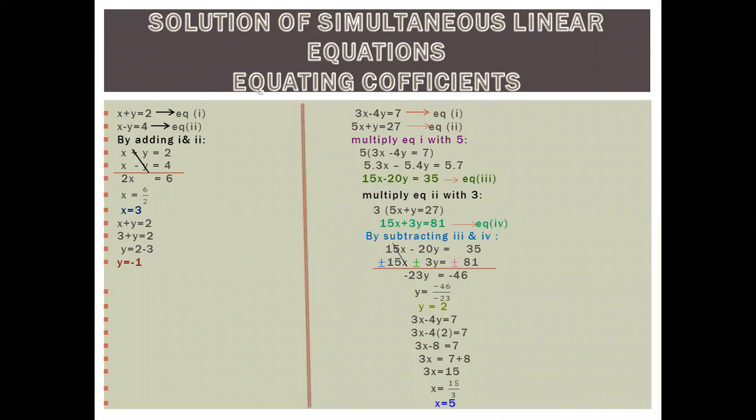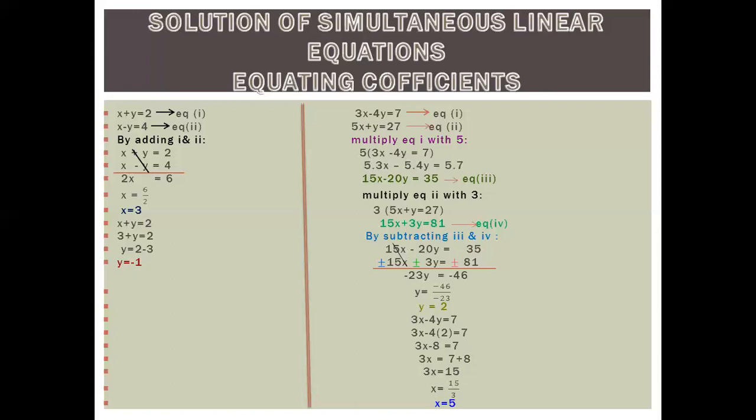You see that when we multiply equation 1 with 5, each term will be multiplied with 5. 5 into 3x minus 5 into 4y is equal to 5 into 7. Each term is multiplied with 5: 15x minus 20y is equal to 35. After multiplying equation 1 with 5, we got equation 3. We give it a new name because we multiplied it by 5 and all the terms have changed now.